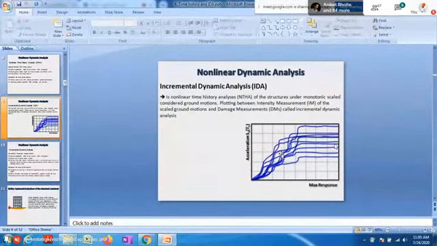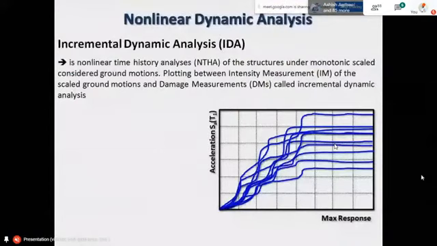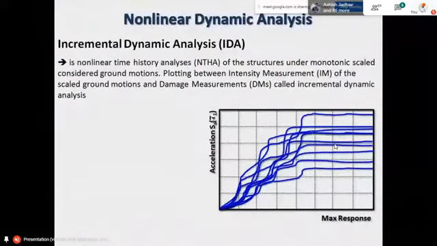In this analysis, this particular curve has a y-axis and an x-axis. On the y-axis, it is written acceleration, it is an intensity measure. What to take on the y-axis? It is an intensity measure, and on the x-axis, it is the building response.